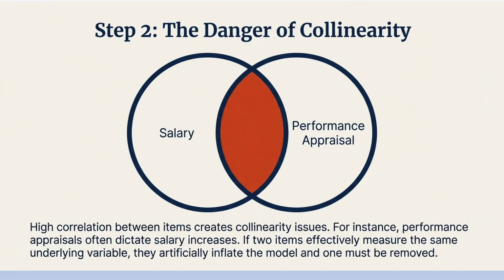So, if they are coming, then I have to decide which of these is more important, and I need to keep that. Obviously, salary would be more important in job satisfaction. So, I will keep salary and I may remove career advancement. That is why collinearity has to be checked.